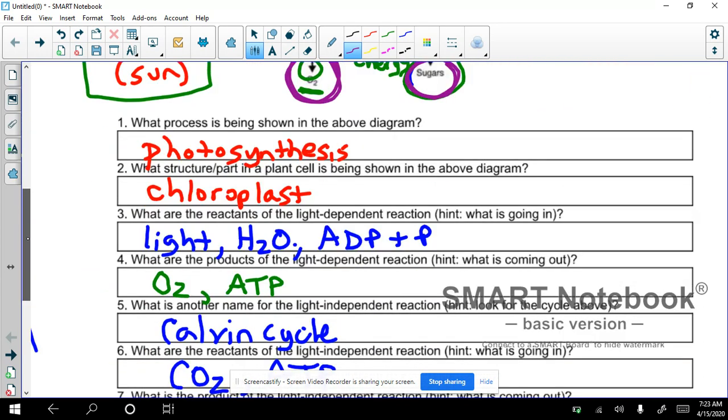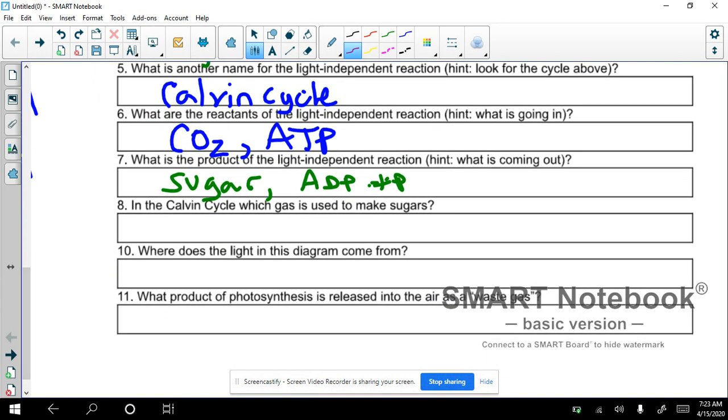So if we answer the next question down at the bottom, in the Calvin cycle, what gas is used to make sugar? We're using carbon dioxide. So plants suck up the poisonous gas carbon dioxide and they use it to make sugar, which is another form of energy. This helps us out because it's getting rid of all the CO2 in the air and giving us energy. So when we eat the plant, we're eating that sugar, we're getting that energy.